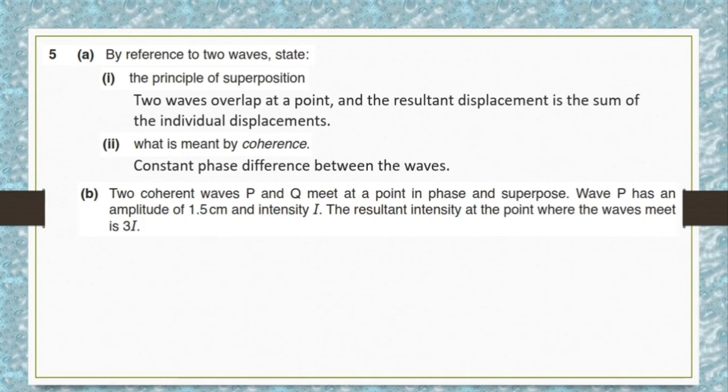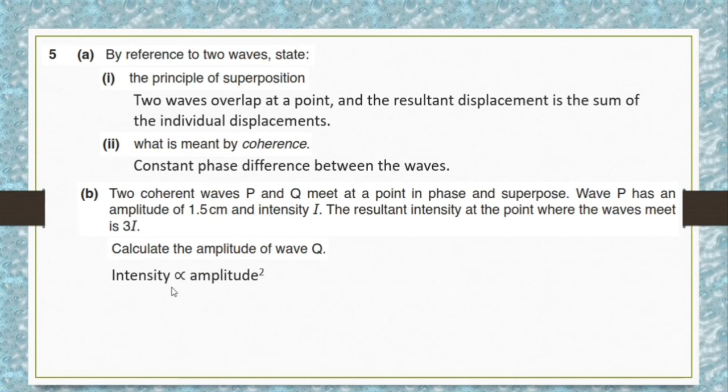Now we have two coherent waves, P and Q, that meet at a point in phase and superpose. Wave P has an amplitude of 1.5 centimeters and intensity I. The resultant intensity at the point where the waves meet is 3I. We want to calculate the amplitude of wave Q.